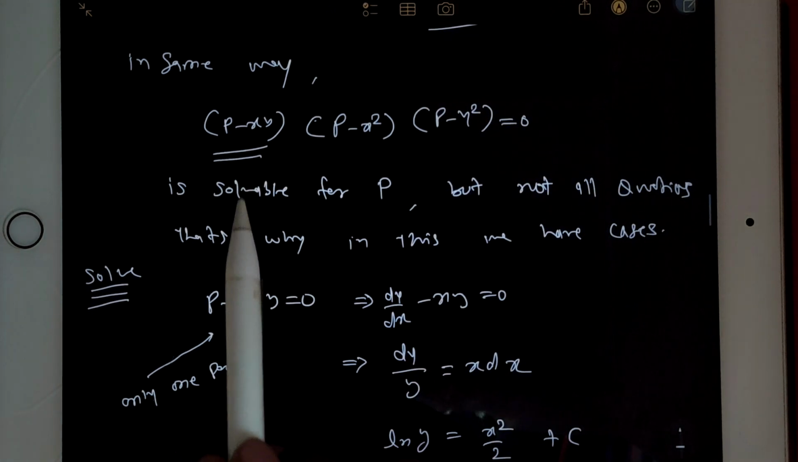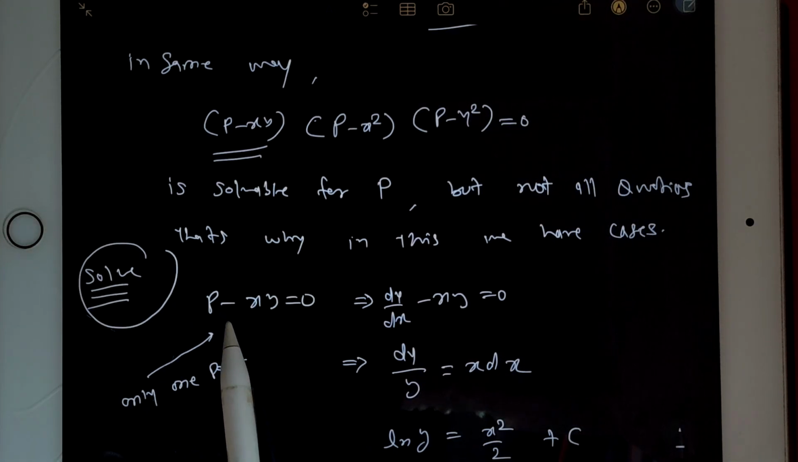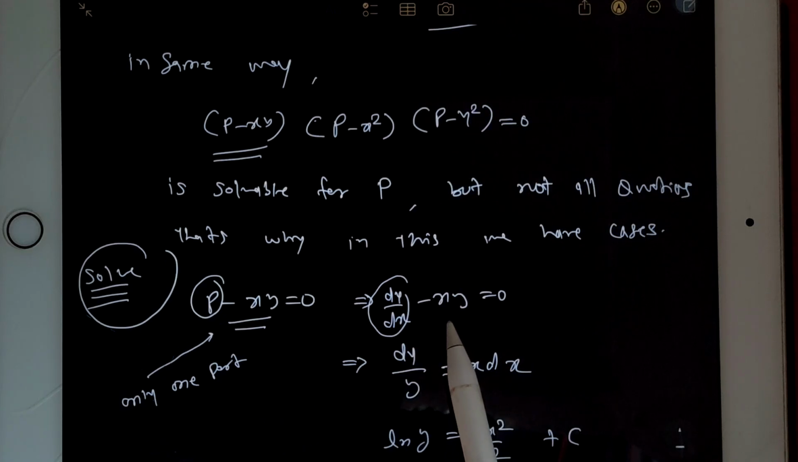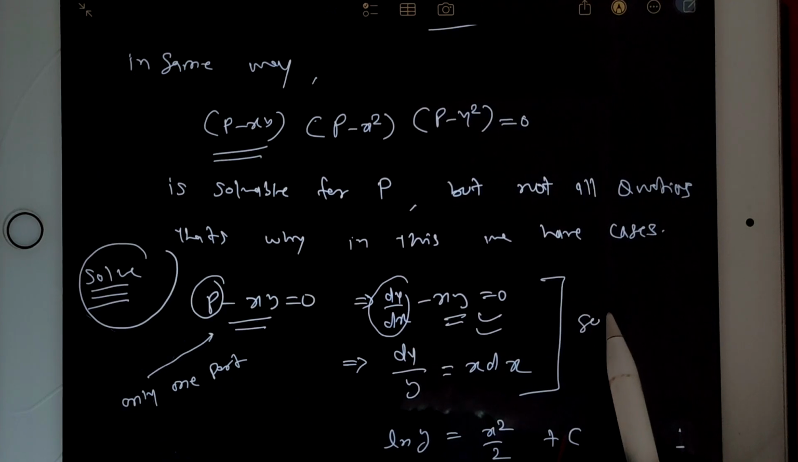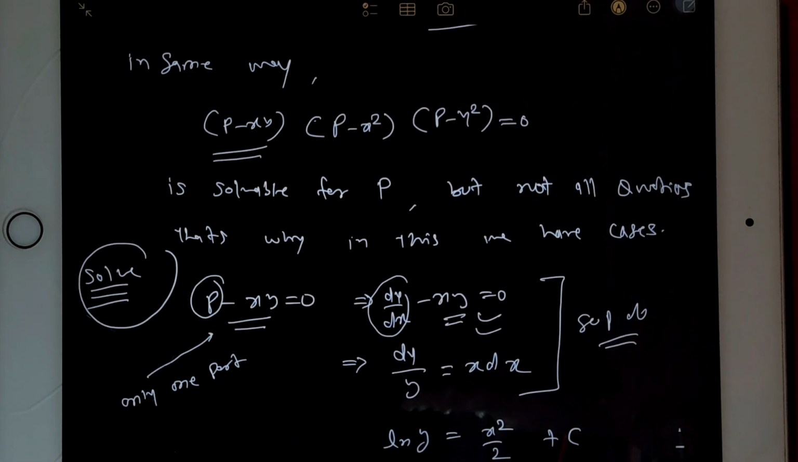So p minus xy we will solve separately. I will replace p with dy by dx and then minus xy, and then what will I do? I will separate the variables. So here which concept came into picture? Separation of variables. We separated the variables and we solved this.